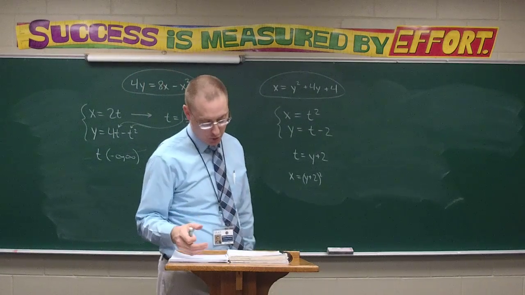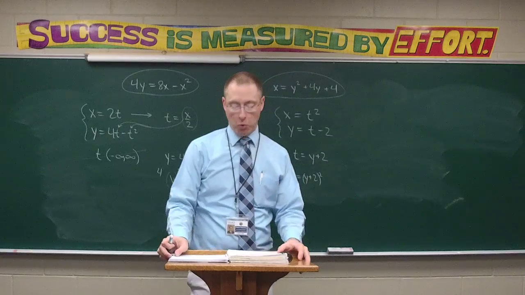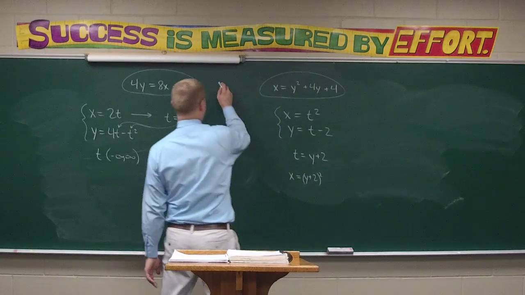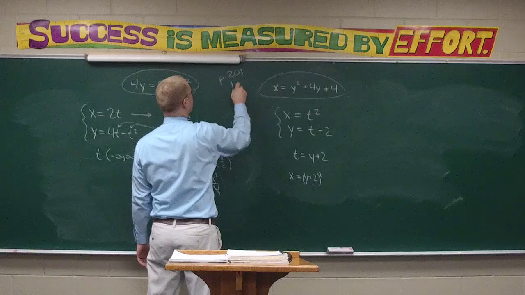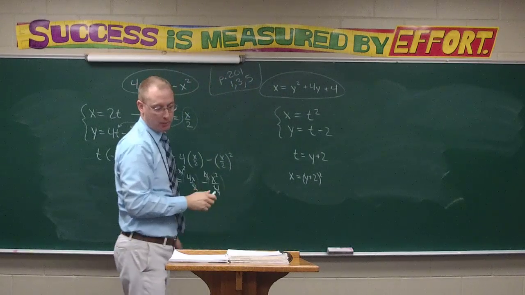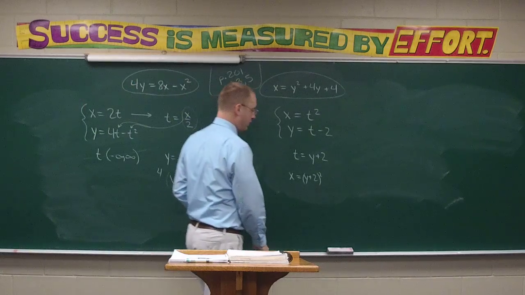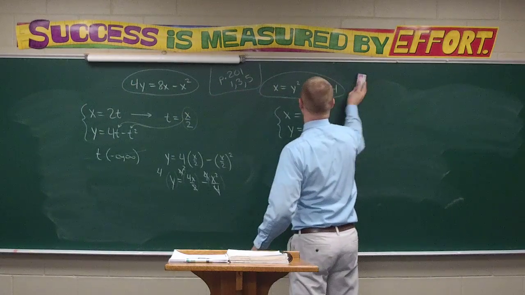At the top of page 201, there are no limits on any of these parameters. So on numbers 1, 3, and 5 at the top of page 201, I want you to eliminate the parameter in each problem. Eliminate the parameter in each problem: 1, 3, and 5 at the top of page 201.